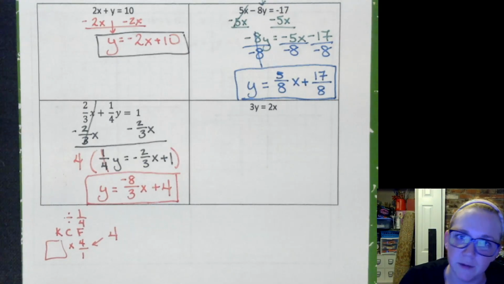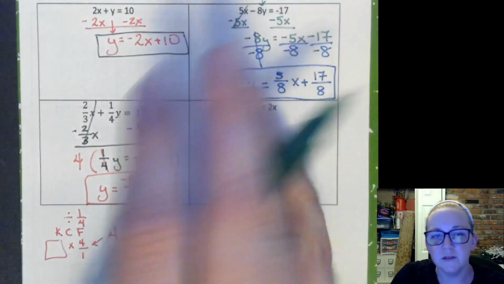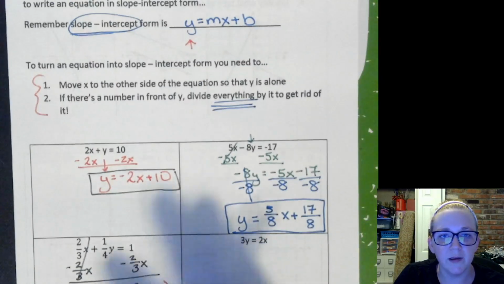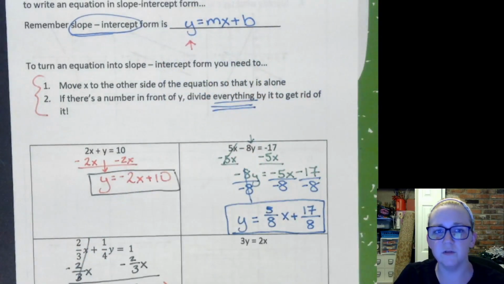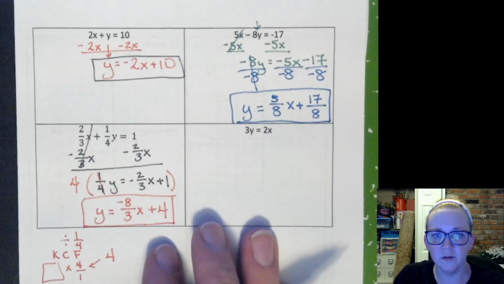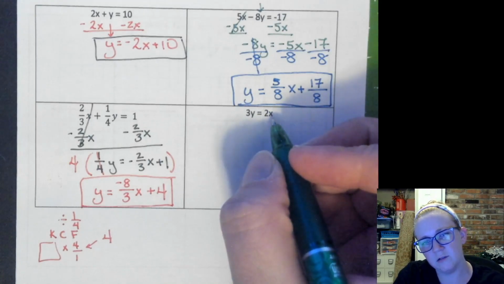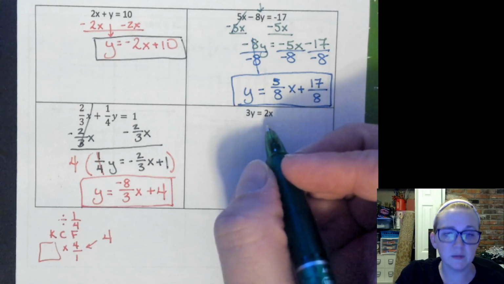This one should be easy, right? It's the smallest one. So let's see. Again, your goal is to get y by itself. I wanted to say y equals. So it says move x to the other side so that the y is alone. But the x is already there. So I guess we don't have to move it. So we skip step 1.